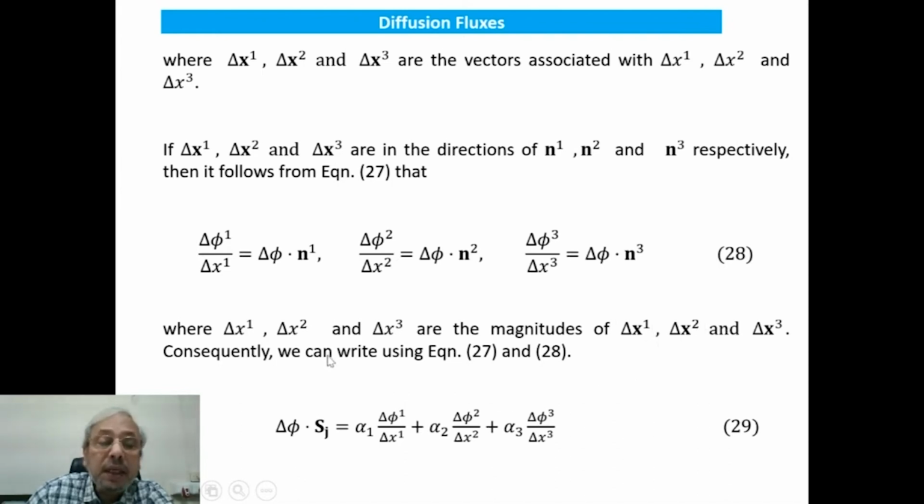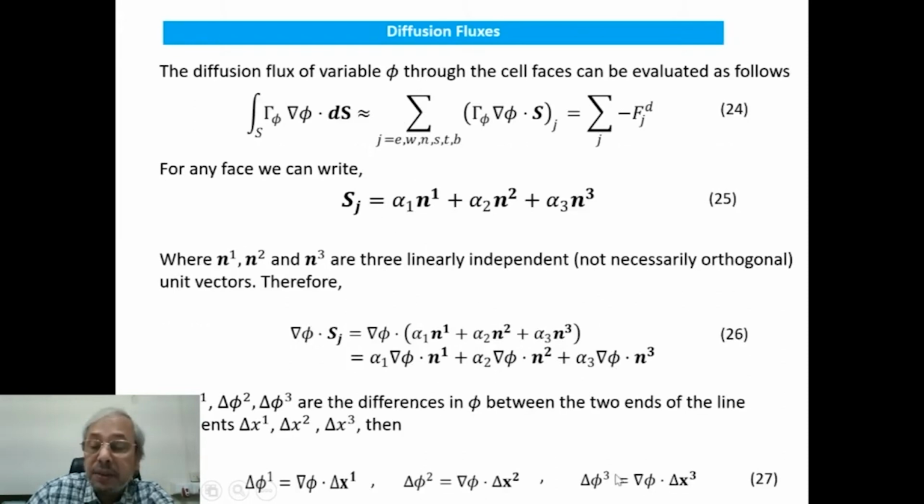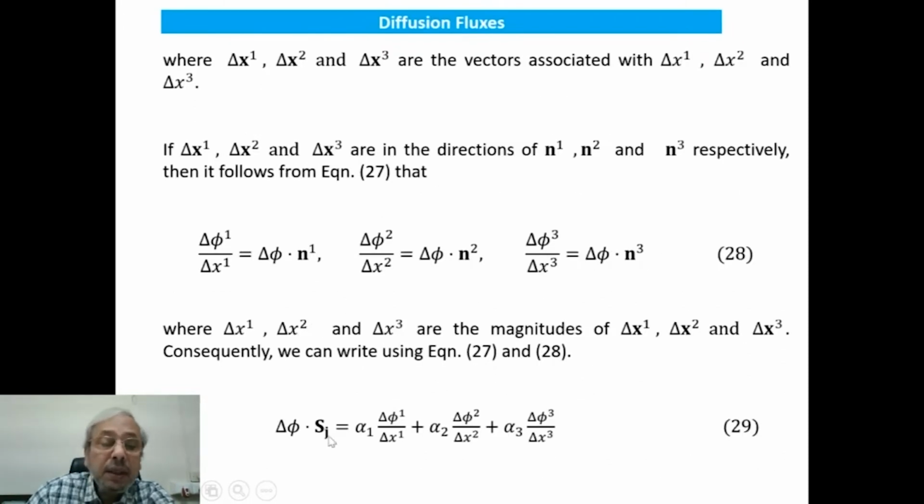So consequently, if we look at equations 27 and 28, from both we can write grad phi dot Sj, the surface vector, is basically alpha 1 delta phi 1 by delta x1 plus alpha 2 delta phi 2 by delta x2 plus alpha 3 into delta phi 3 by delta x3.